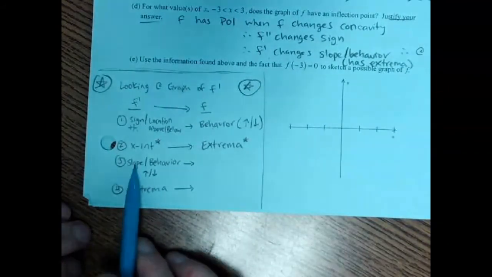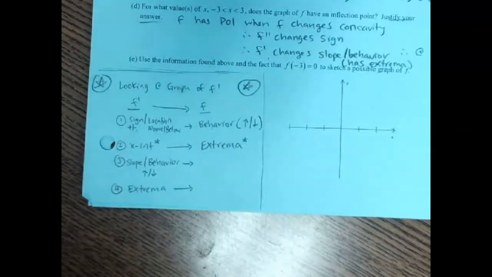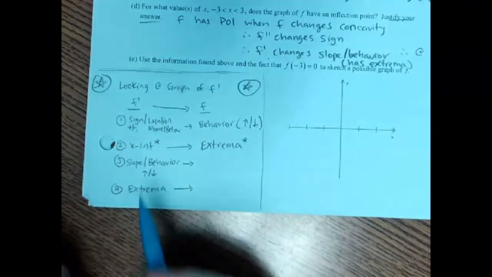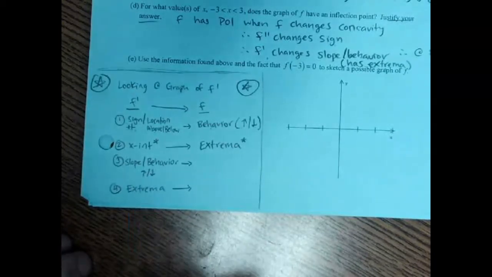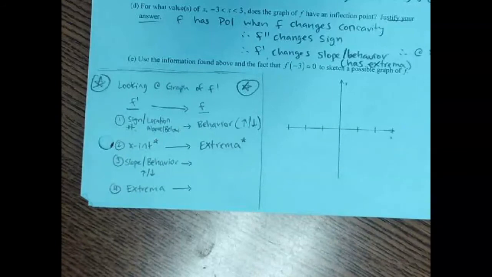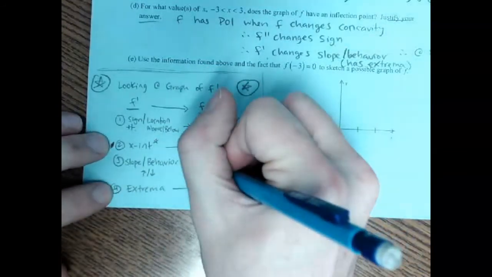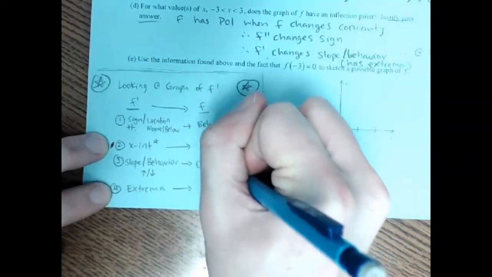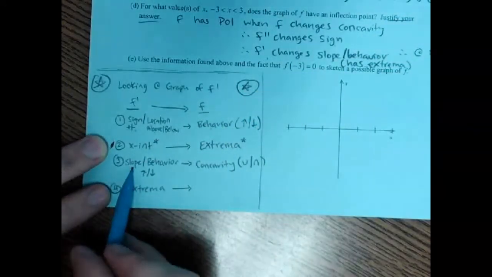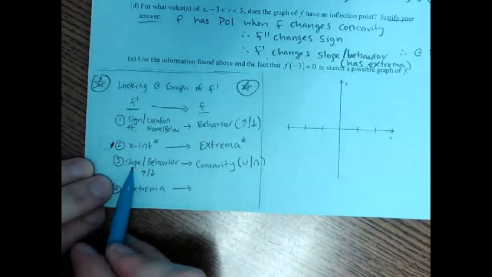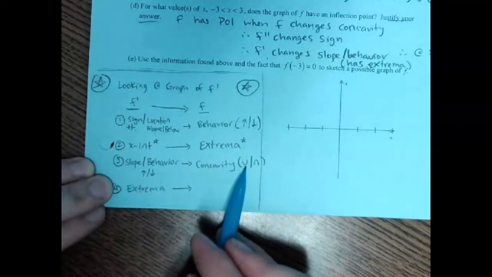Next, we have the slope of the first derivative, which is the second derivative, or if you don't like the word slope, you can use behavior. But whether the first derivative is increasing or decreasing, whether that first derivative has a positive slope or a negative slope, that's going to tell you the concavity of your original function. If your first derivative has a positive slope, that means your second derivative is positive. That means f is concave up.